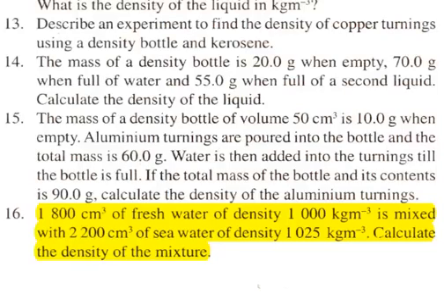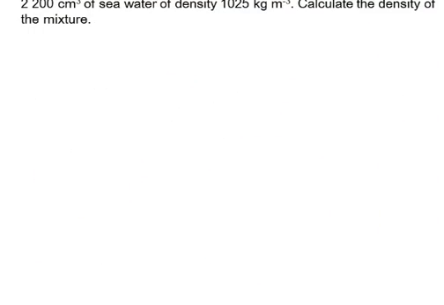In this question, we are told that 1,800 centimeters cubed of fresh water of density 1,000 kilograms per cubic meter is mixed with 2,200 centimeters cubed of seawater of density 1,025 kilograms per meters cubed. We are required to calculate the density of the mixture.